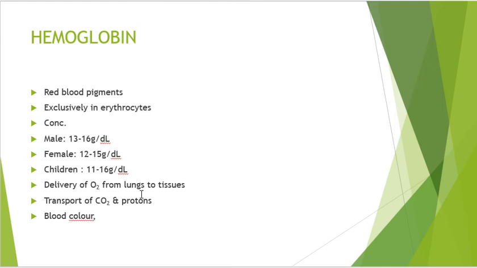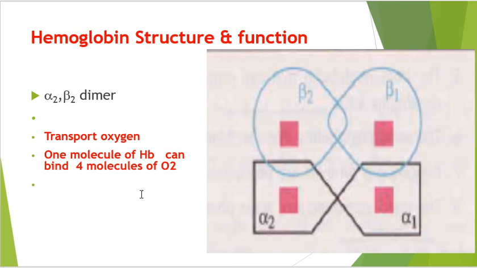Blood color: the red color of the blood is due to the hemoglobin containing iron, and when iron binds to the oxygen atom, it turns red. Hemoglobin structure: this structure is an alpha 2 beta 2 tetramer containing 4 polypeptide chains.